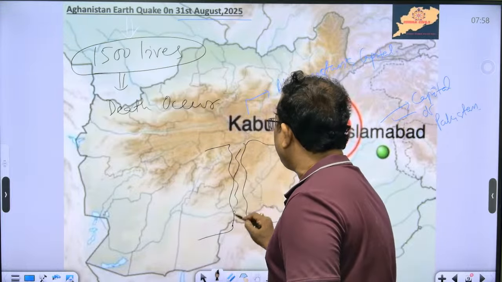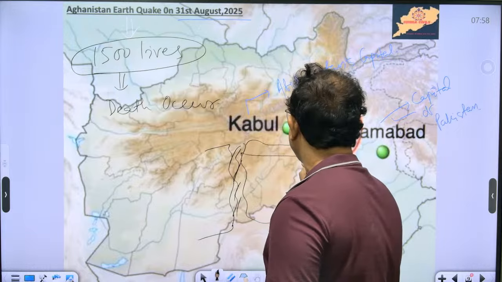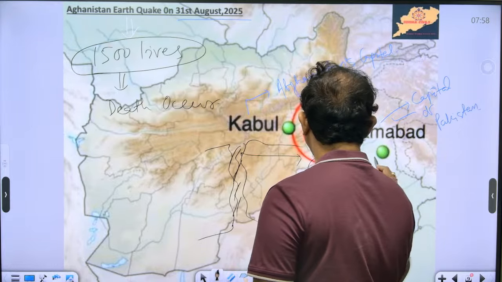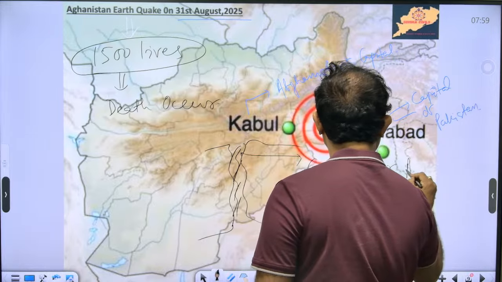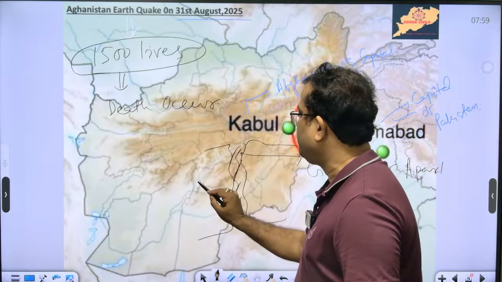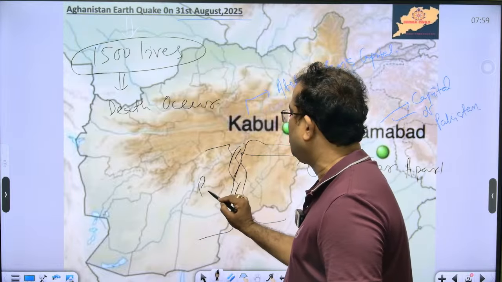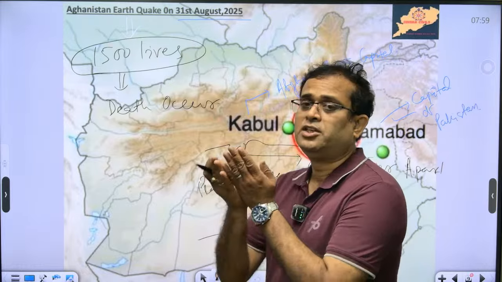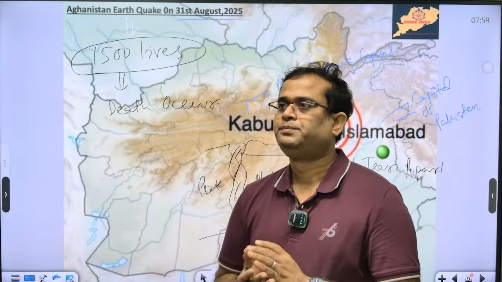So this is the Afghanistan earthquake. There is a severe ground tear, torn apart. In Afghanistan, this is the same plate, okay, the same plate, just torn apart.